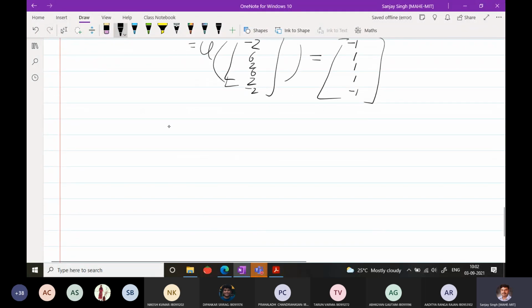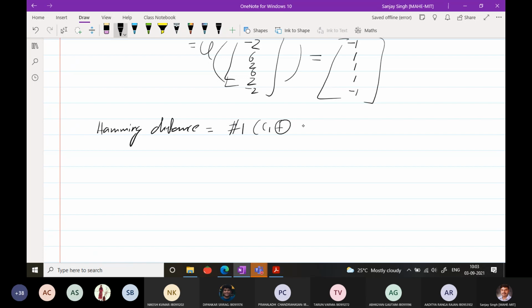So which one to talk about? There is something called Hamming distance, and we use this concept. You know how we calculate Hamming distance, you've done this in your communication classes. Nothing but Hamming distance is basically that you find the number of ones in, let's say, code 1 XOR code 2.